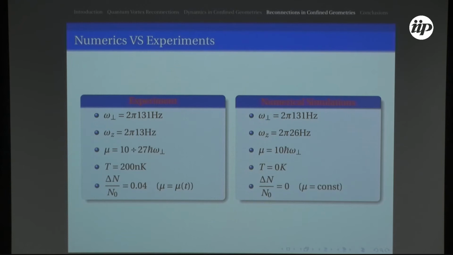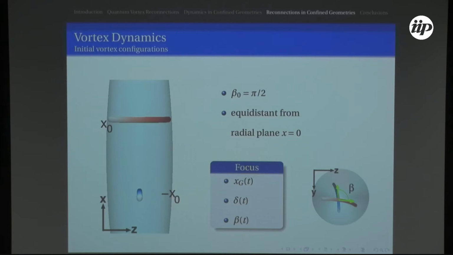We start from two vortices, symmetrically with respect to the central plane, and orthogonal, because we wanted to choose a situation which was as three-dimensional as possible. And we investigate the axial coordinate with time, the minimum distance, which I won't talk about, and the relative angle between the central parts of the vortices.